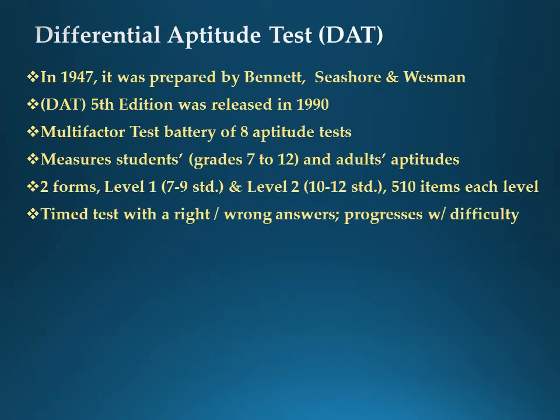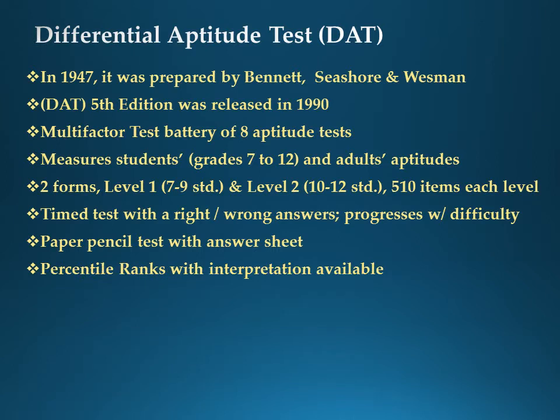The typical way of looking at the test in terms of scoring is there is either a right or a wrong answer, and the test progresses with difficulty. So each item gets slightly tougher, and it's a timed test. Also, it's a paper pencil test, and there's an answer sheet on which the answers have to be colored and marked. You have like options A, B, C, D. Percentile ranks are available with the interpretation, and gender and grade norms are available. By grade, I mean it's 7th standard, 8th standard, 9th standard.